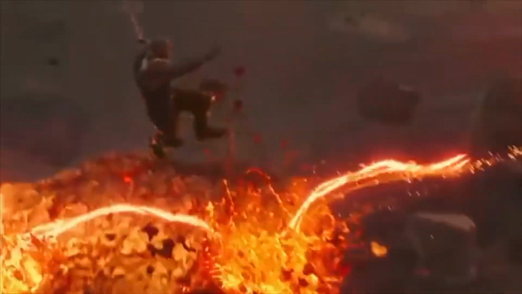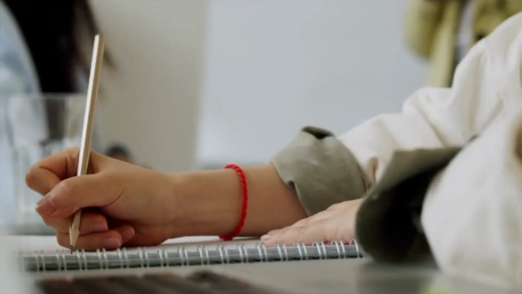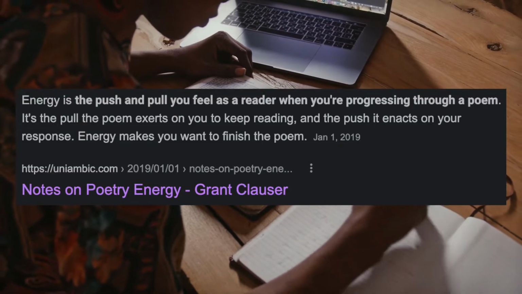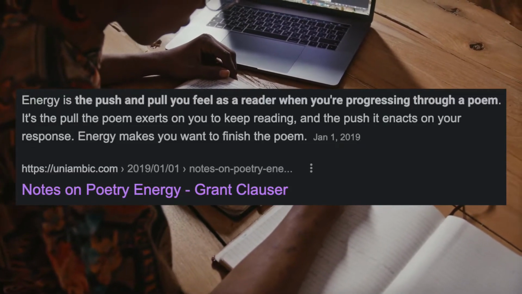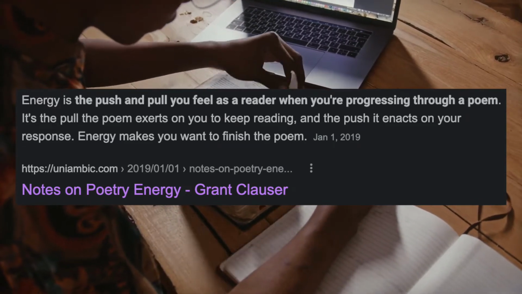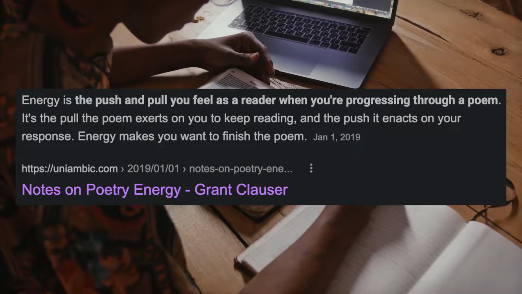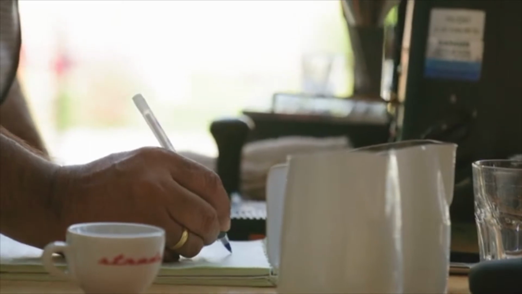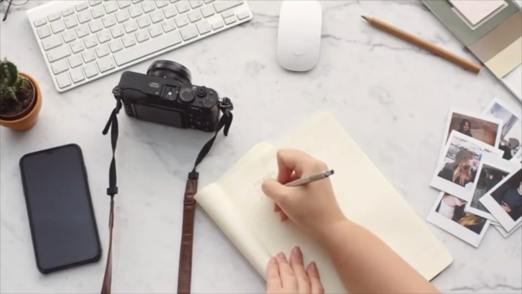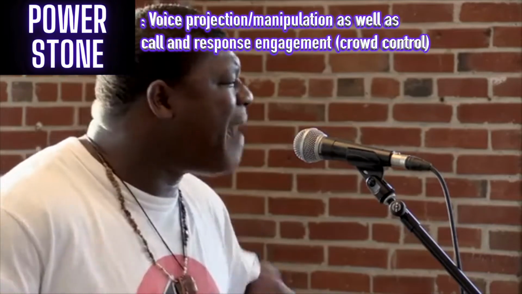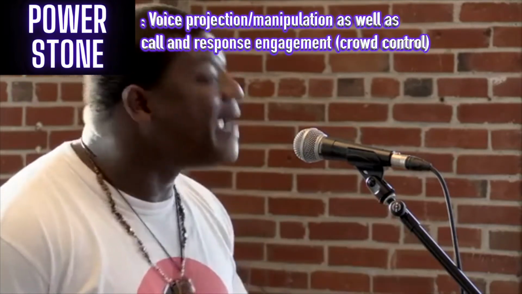The Power Stone allows its user to create and manipulate massive amounts of energy. For written poetry, it reminds you to use something called poetry energy, a term coined by Grant Clouser. He states that poetry energy is the push and pull you feel as a reader when you're progressing through a poem. It's the pull the poem exerts on you to keep reading, and the push it enacts on your response. Energy makes you want to finish the poem. Examples of poetry energy you can utilize in your writing would be suspense, tension, subverting expectations, aka plot twists. For spoken word poetry, it reminds you to command attention through call and response engagement with the audience, and both projecting and manipulating your voice as needed.